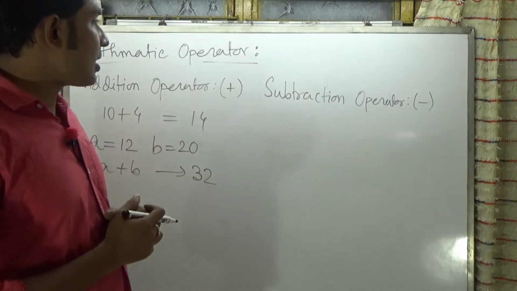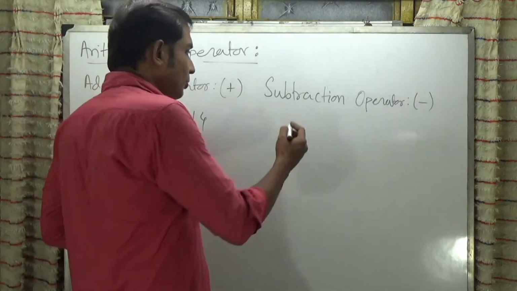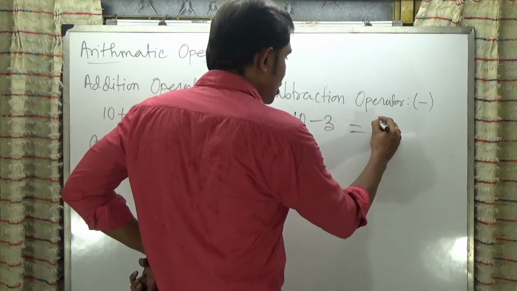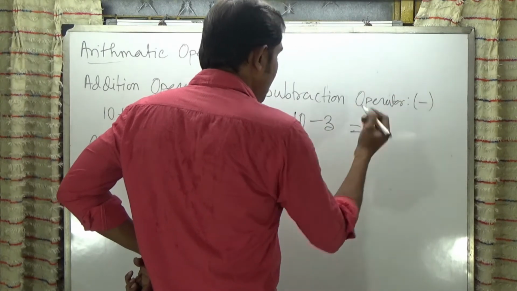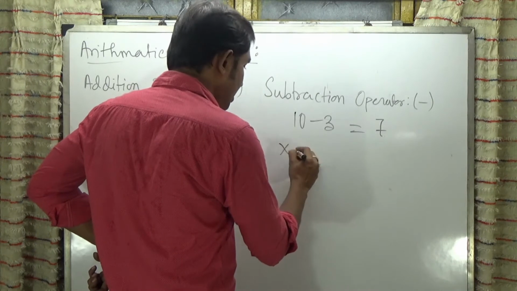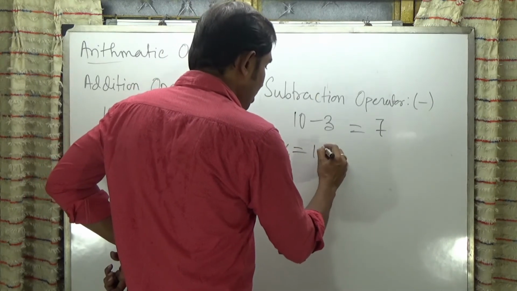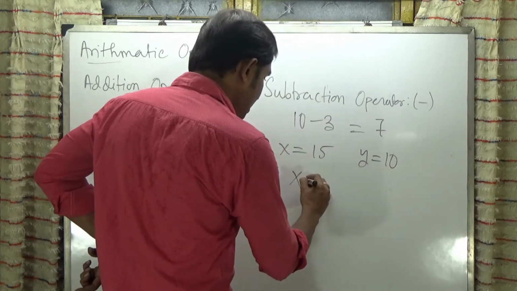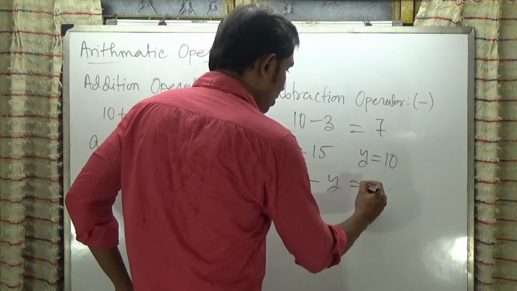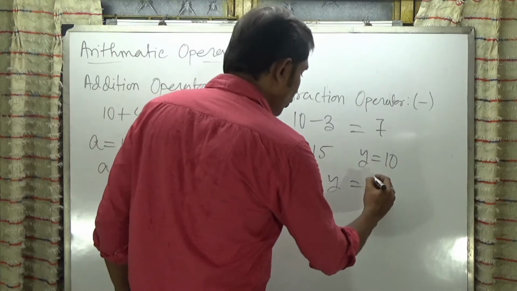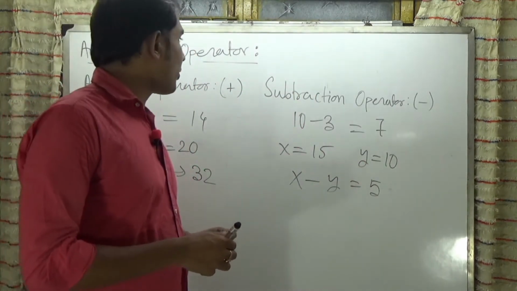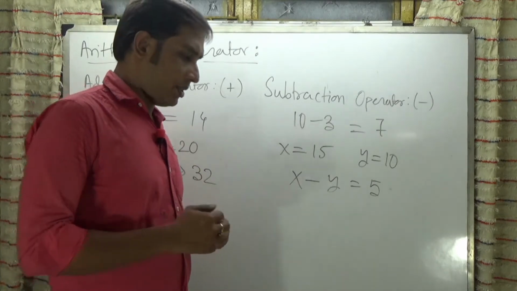Now for the subtraction operator, suppose the value is 10 minus 3, so the result is 7. And suppose the value of x equals 15 and y equals 10. Now x minus y is 15 minus 10, so the result is 5. So in this way the subtraction operator actually works.